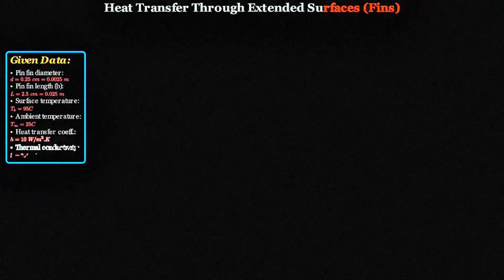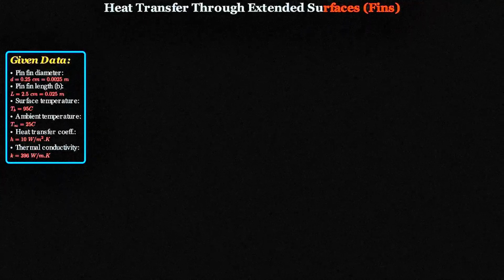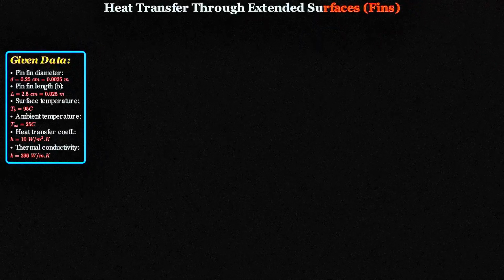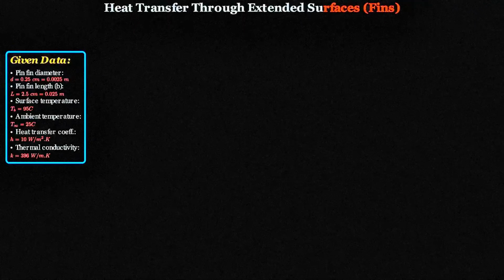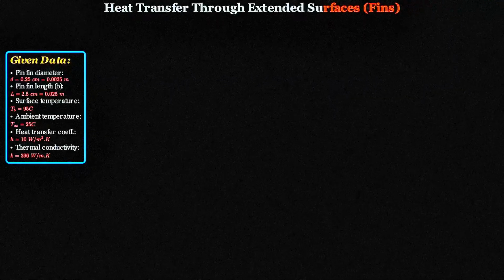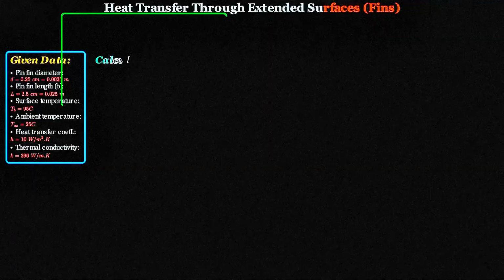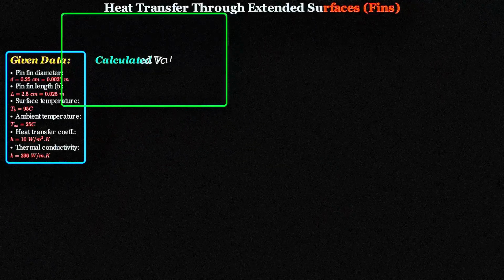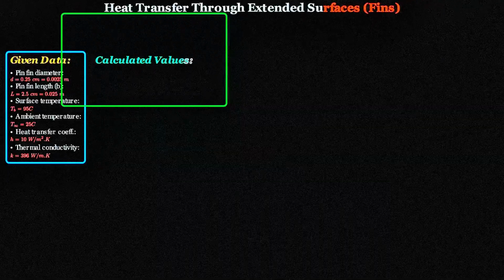Now, let's organize our given data systematically. Pin fin diameter, D equals 0.25 centimeters, which is 0.0025 meters. Pin fin length for part B, L equals 2.5 centimeters, which is 0.025 meters. Surface temperature at the base, T_B equals 95 degrees Celsius. Ambient temperature, T_∞, equals 25 degrees Celsius. Heat transfer coefficient, h equals 10 watts per meter squared Kelvin. And the thermal conductivity of copper, k equals 396 watts per meter Kelvin. We'll keep this data visible throughout our solution for easy reference.